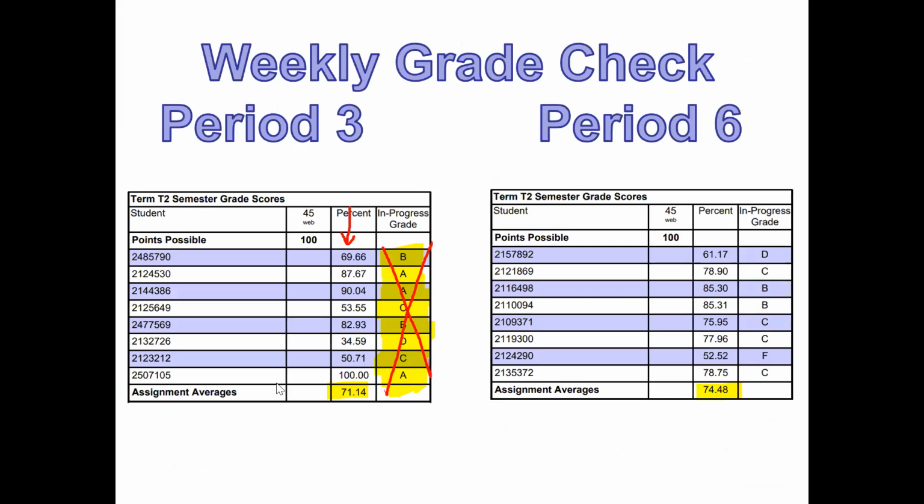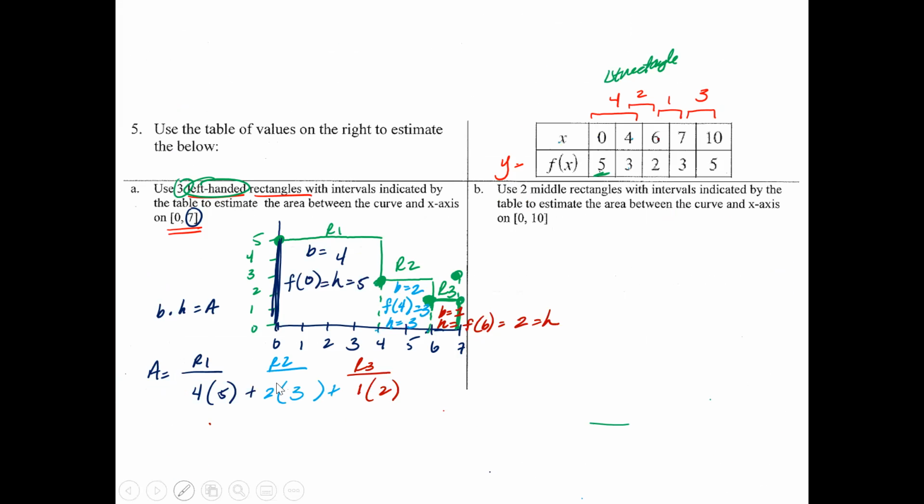All right, so then I have 20. Whoa, what just happened? Okay, here we go. 20 plus 6 plus 2. So altogether, my answer is going to be 28 units squared. And that is my answer for question 5A.